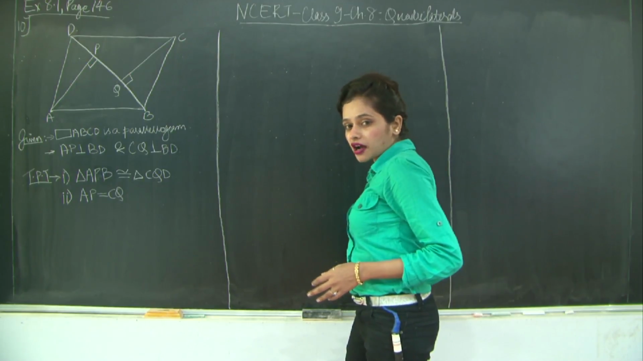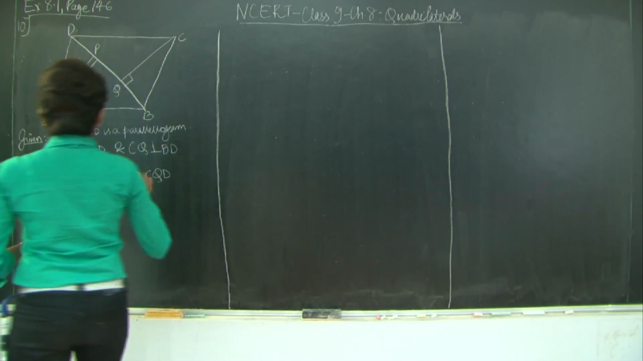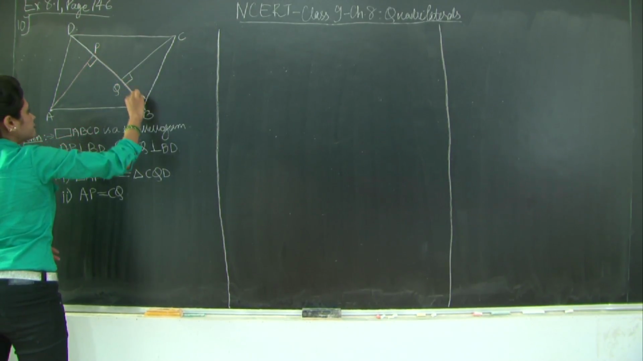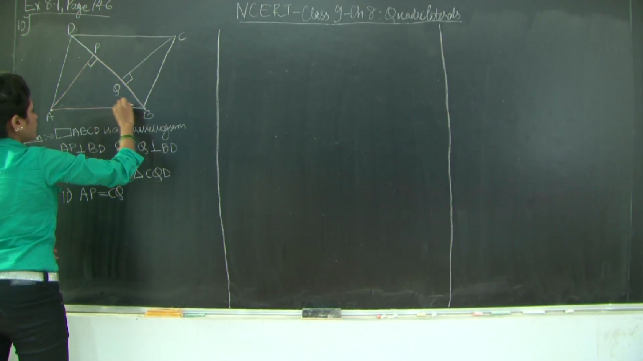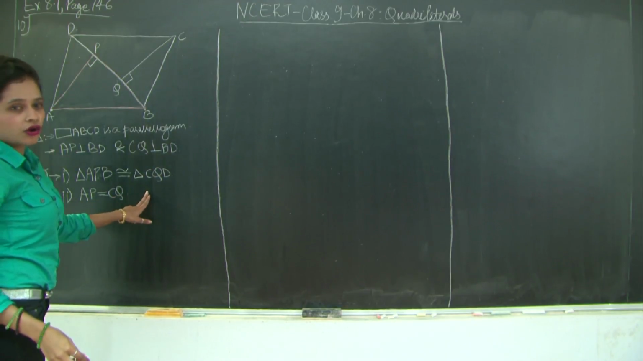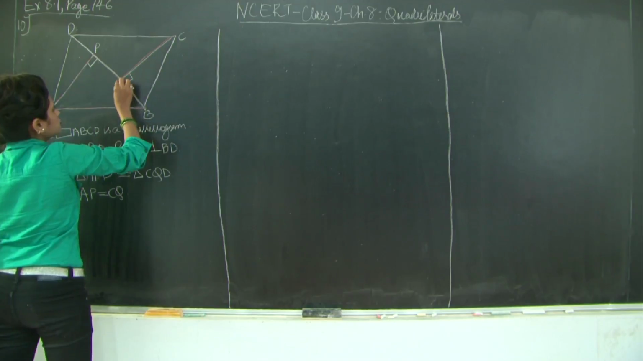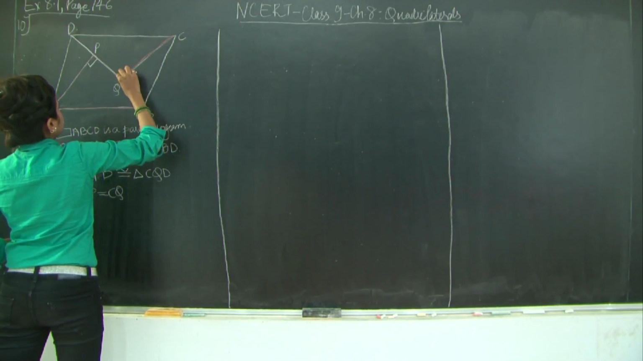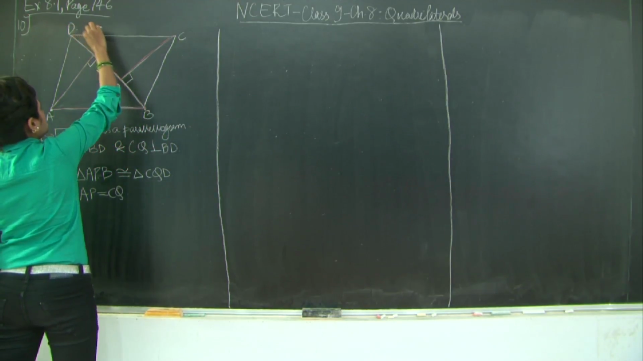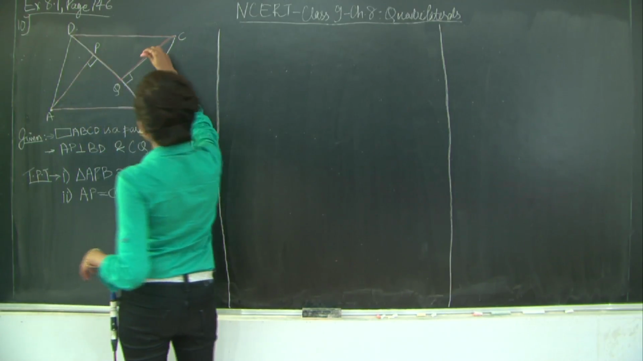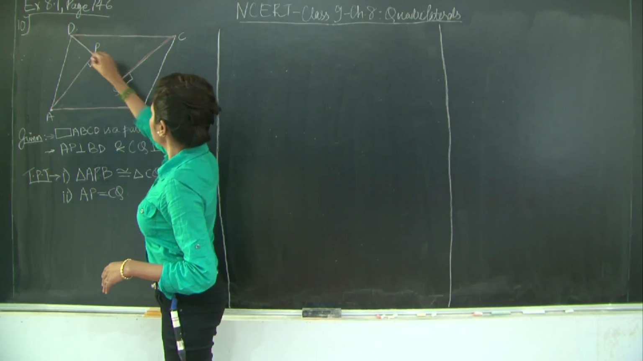So, let us mark our triangles over here. I have APB. So, this is my APB and I need to prove that it is congruent to triangle CQD. So, CQD is here. And then you need to prove that AP is equal to CQ. AP is equal to CQ.